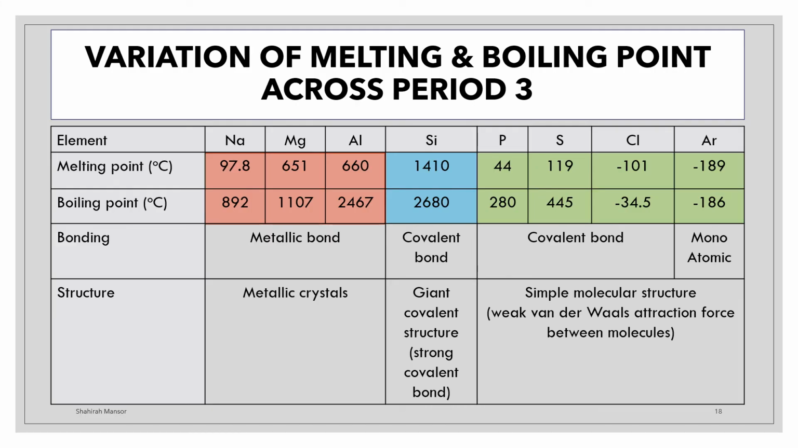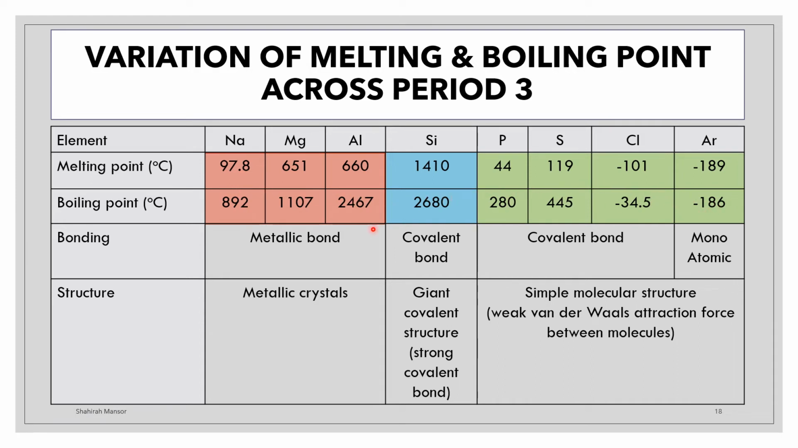Now, we are going to discuss the variation of melting and boiling point across period 3. So, tadi kita dah bincangkan tentang variation melting and boiling point menuruni kumpulan. Okay, sekarang ni untuk case across period 3 pula. So, untuk across period 3, kita ada elemen sodium, magnesium, aluminium, silicon, phosphorus, sulfur, chlorine, and argon. Okay, and these are their respective melting and boiling points.